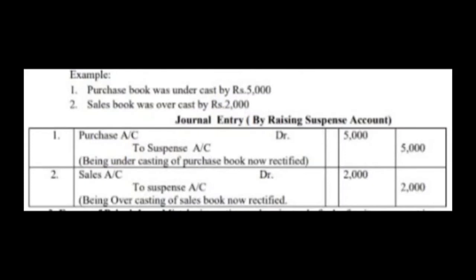Then at number two, the sales book was overcast by 2000. Means the sale was recorded on the credit side by 2000. So you have to reduce it by 2000. Now 2000 shall be debited to reduce the sale by 2000, and there is nothing to write on the credit side, so the suspense account shall arise on the credit side by 2000. Now I hope that you have got a clear idea of what the suspense account actually is.